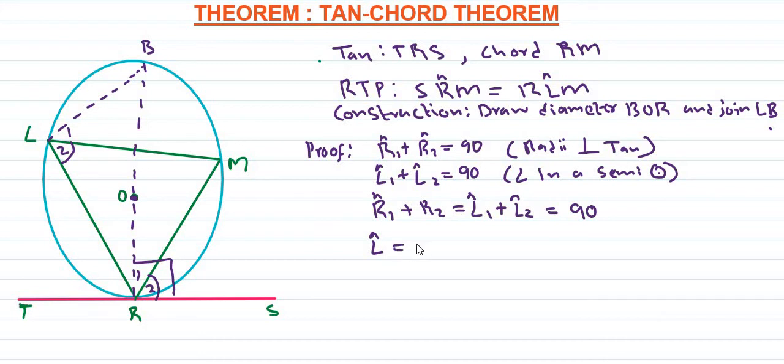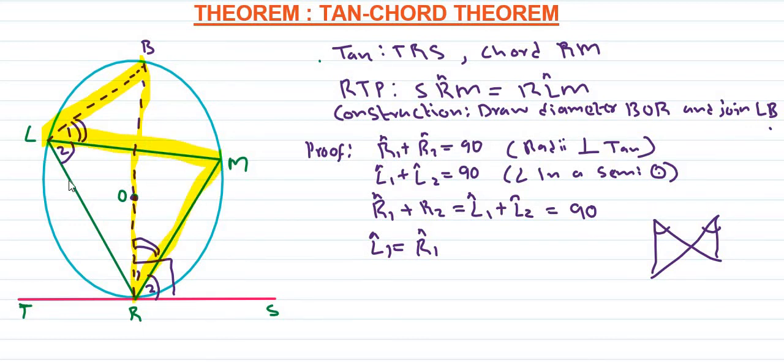Angle L1 is equal to angle R1, because they are angles in the same segment. Angles in the same segment are equal. So we have relationship one: L1 equals R1.